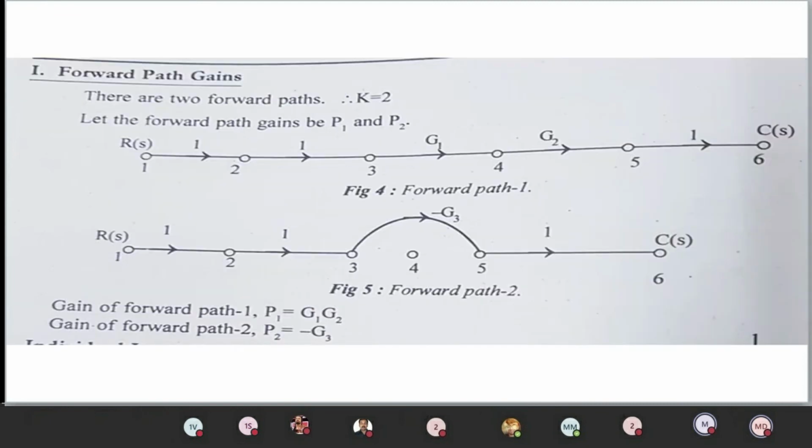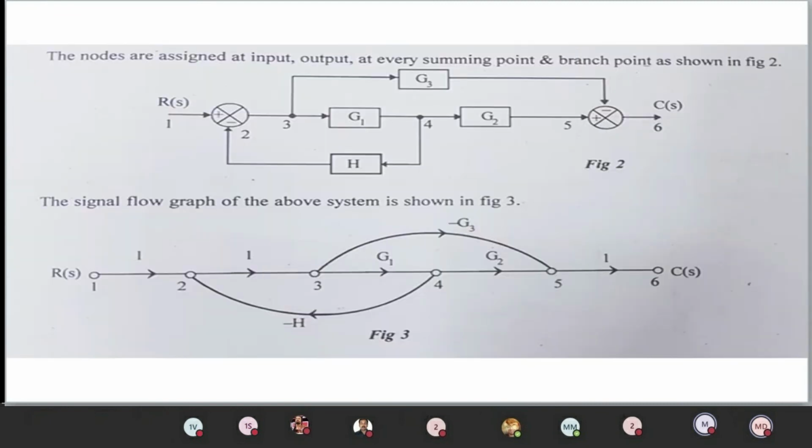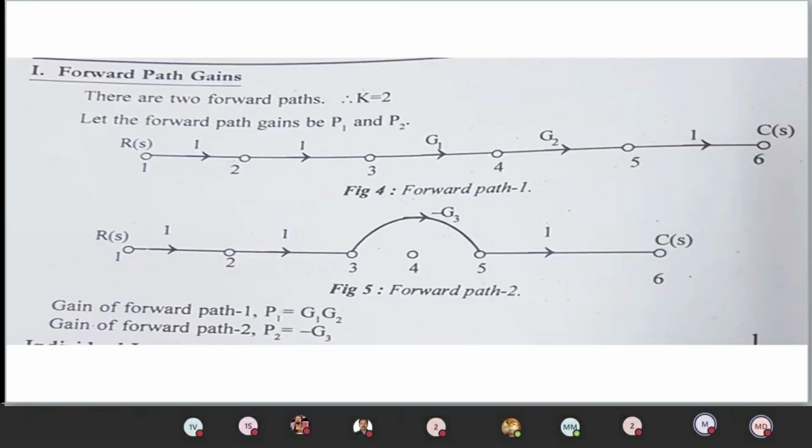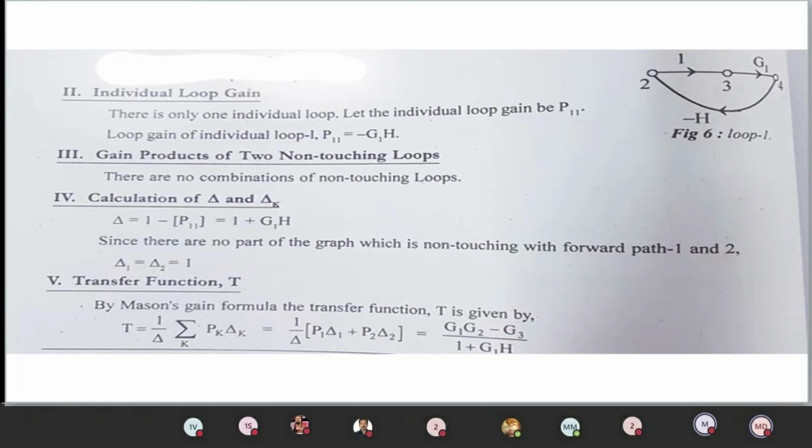Okay, so we can come to the conclusion that you have only one individual loop. And the part of the loop not touching the forward path 1, all the loop, you have only one loop that is also touching forward path 1. And it is also touching forward path 2. So del 1 is 1, del 2 is also 1. And you don't have product of individual loop gains. You have only one loop, so the calculation becomes very simple.